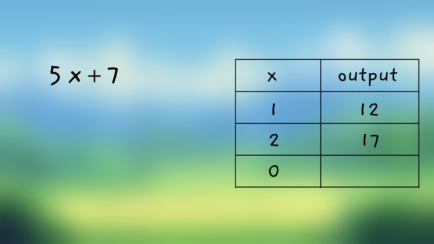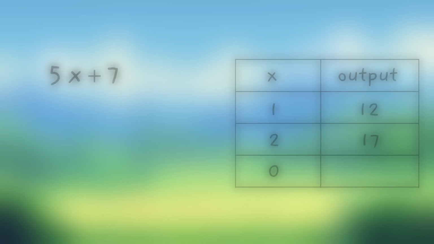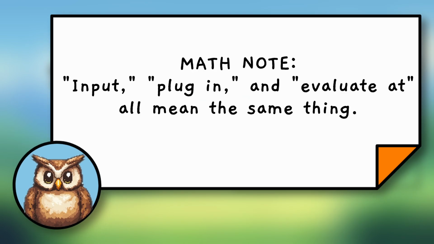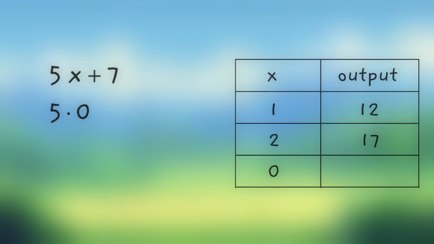Another term you'll hear is talking about evaluating this expression. So you can say, let's plug in 0 for x, or you can say, let's input 0 for x, or you might hear people say, let's evaluate this expression when x is 0, or let's evaluate this at 0. These all mean the same thing. So when we plug in 0, we get 5 times 0 plus 7, which is equal to 7.